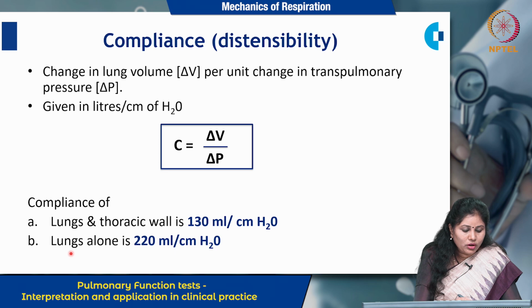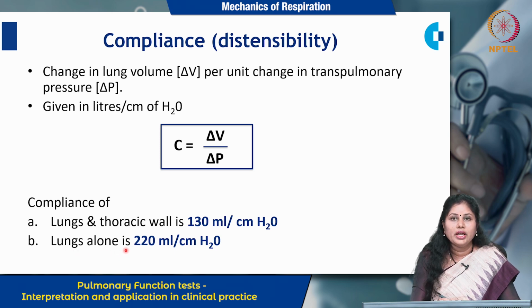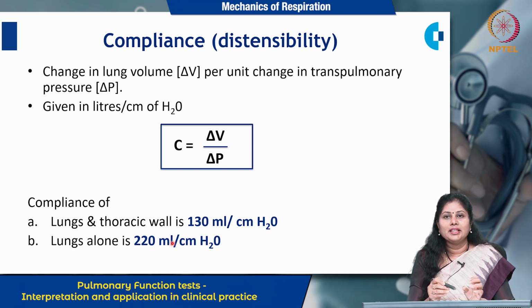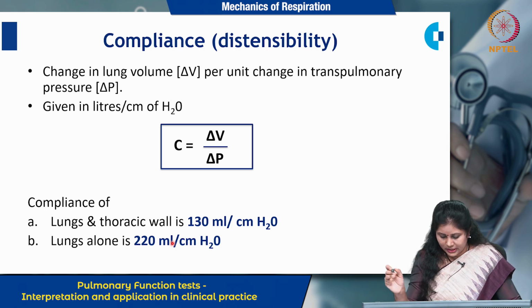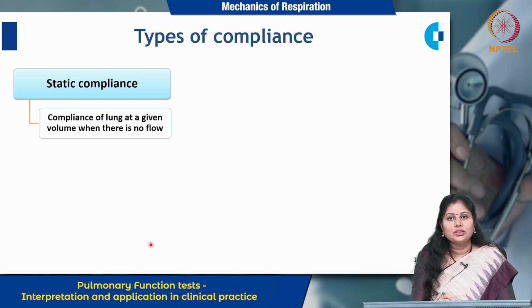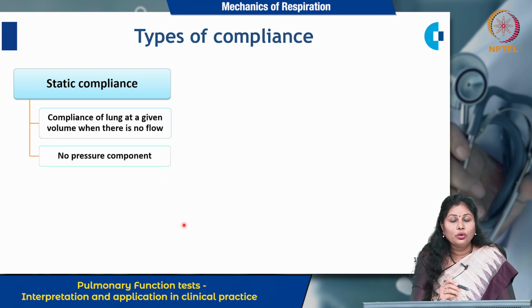Whereas if you record the compliance of the lungs alone, it comes to around 220 ml per centimeter of water, a little higher than the compliance of the lungs and thoracic wall put together. This we can measure experimentally by taking the lungs separately and recording their stretchability. Here we can measure the compliance of the lung at a given volume, but there is no airflow. So there is no pressure component involved in the static compliance.